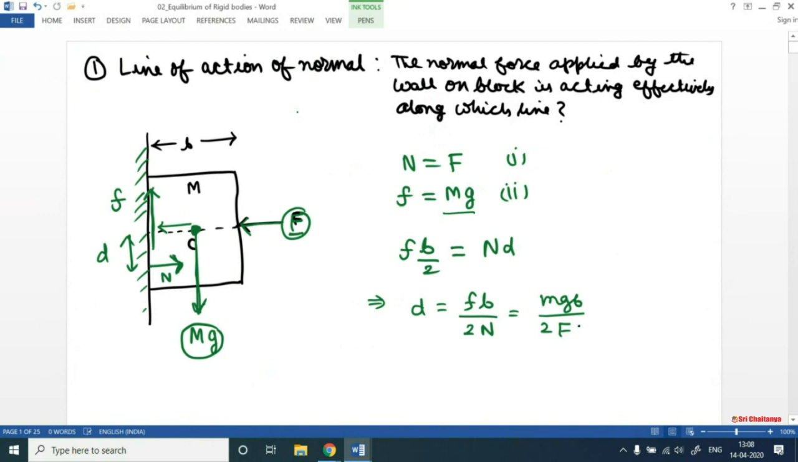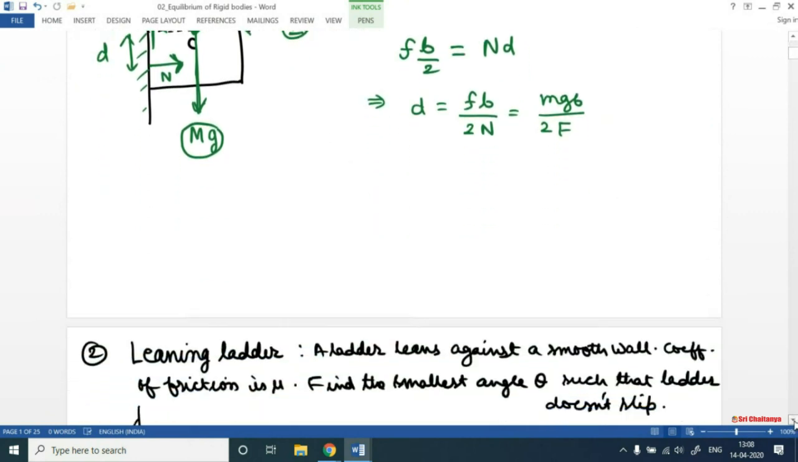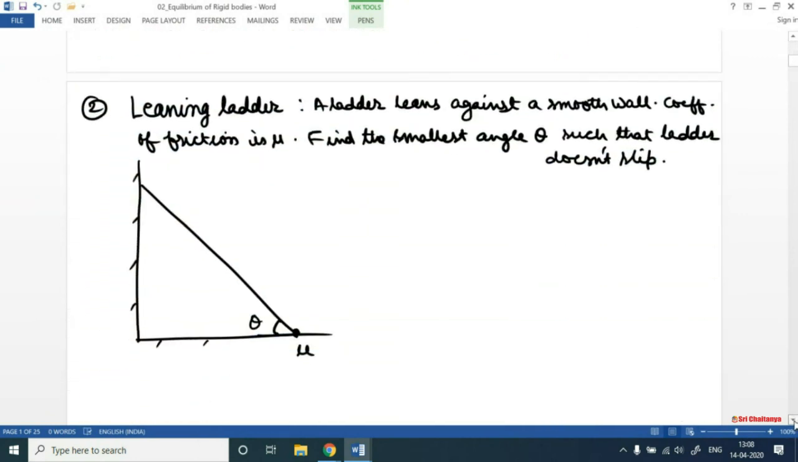So the answer is d equals mgb by 2f over here. So that is the first question, where we have the line of action of the normal shifted below the point C here. Now let's look at another example very quickly.